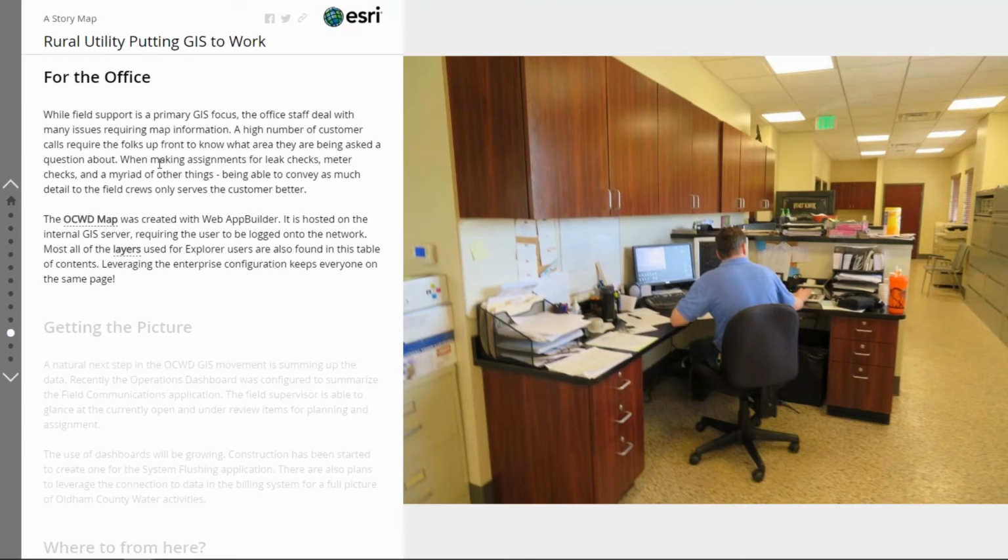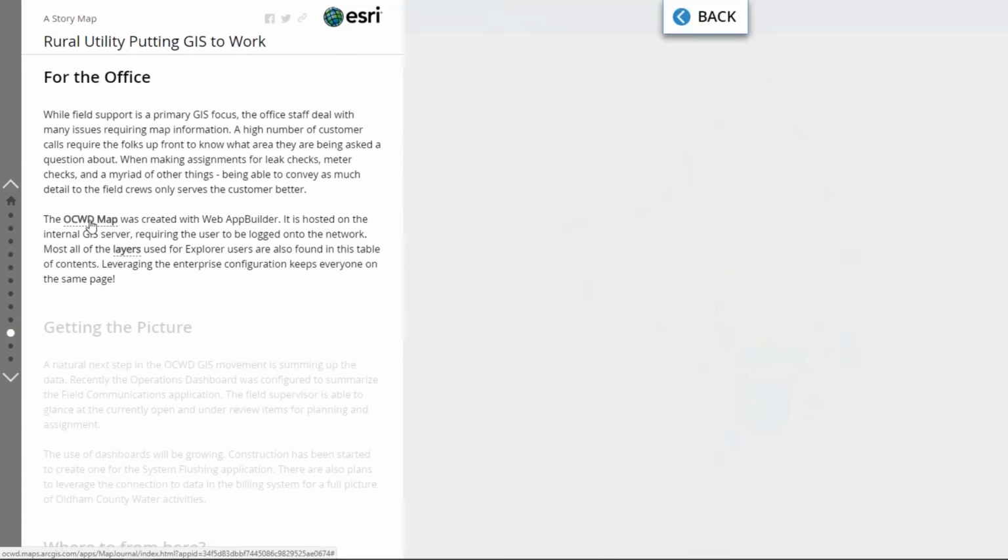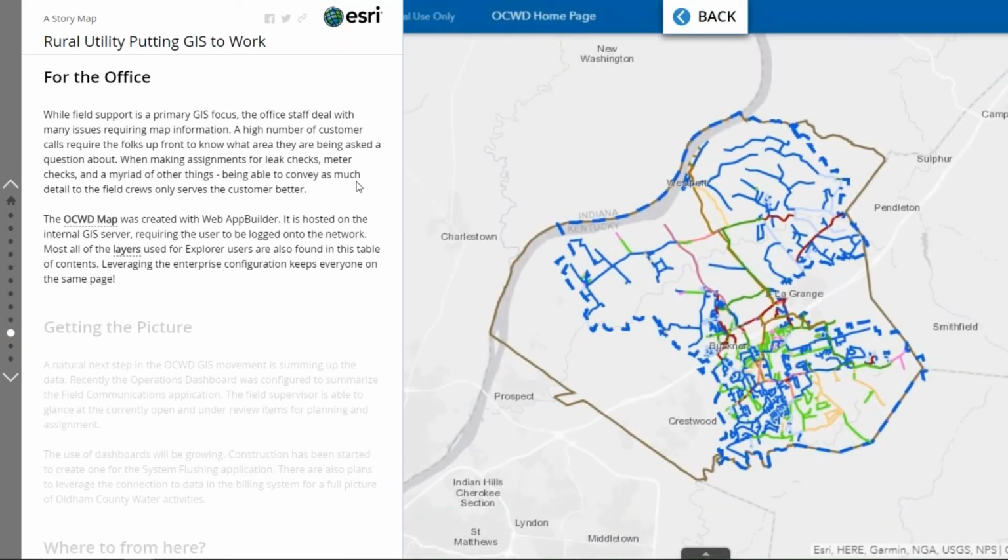And a customer may call in and say, hey, I live at such and such address. There's a leak down by the fence post or by the telephone pole. And so our folks want to get a sense of what's going on and where. And we created this map, the OCWD map, and this resides internally on our network. It was constructed with the web app builder.